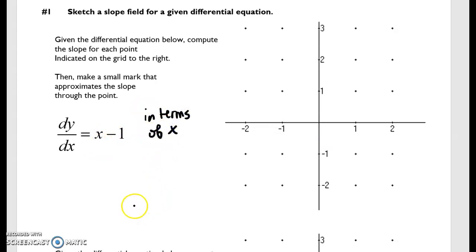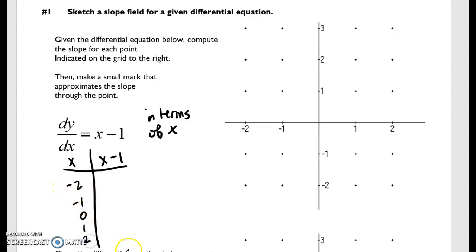If you're only in terms of one variable, it's going to make this a lot easier because I can just disregard the y coordinate when I'm calculating. So what I want to do, I'm going to make a table of values. I know that dy/dx is x minus 1, so I'm just going to put that in my second column. So the x values I see on my graph are -2, -1, 0, 1, 2. And then I'm just going to subtract 1 from those. So I've got -3, -2, -1, 0, and 1.